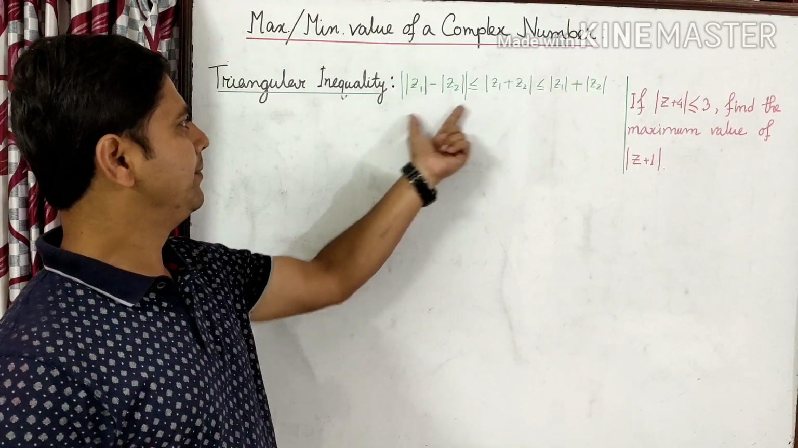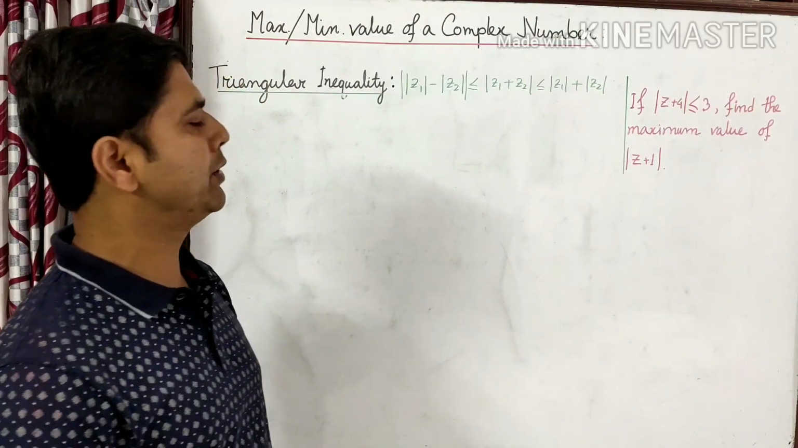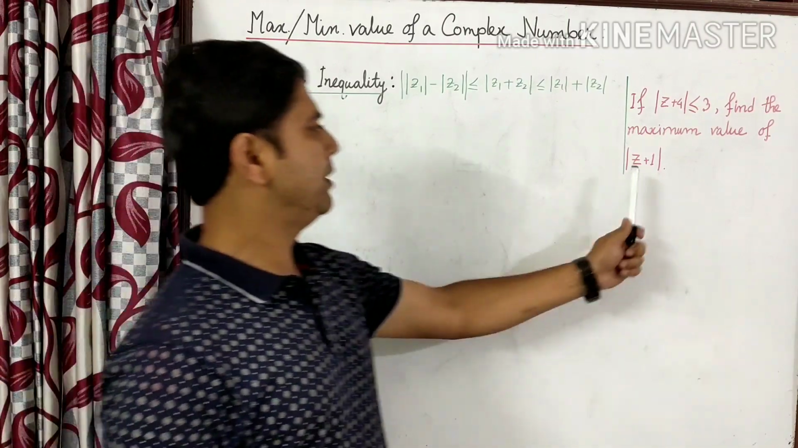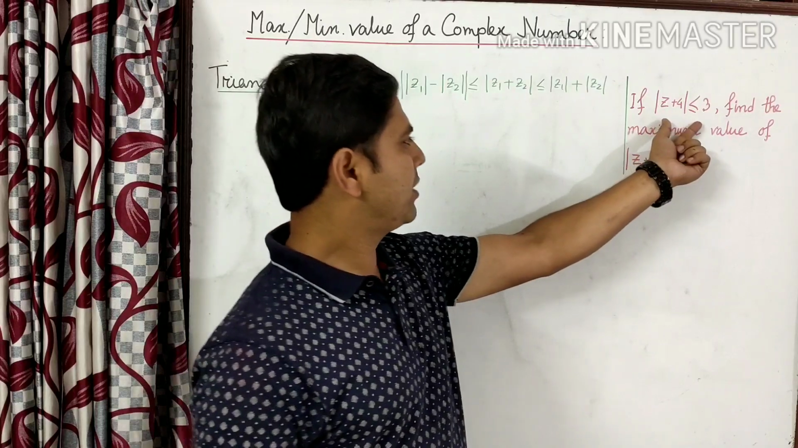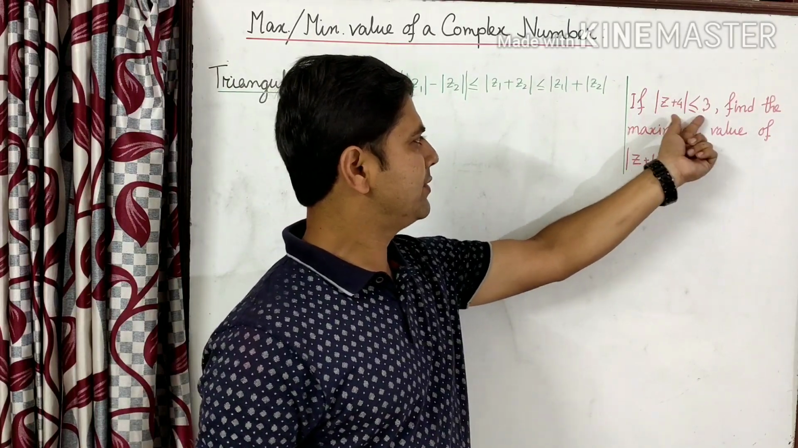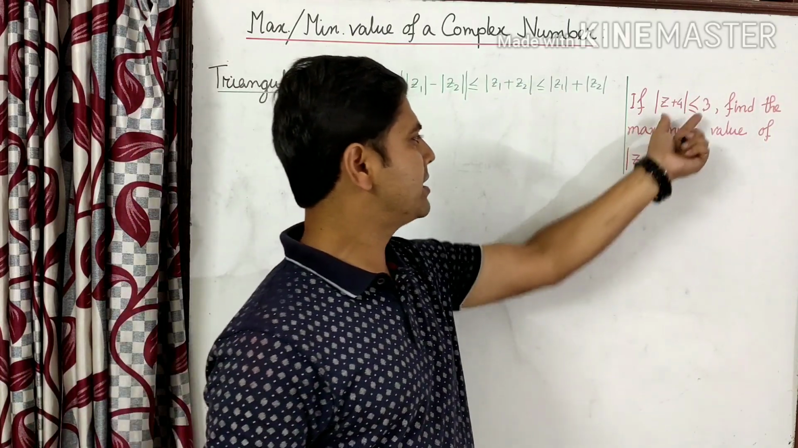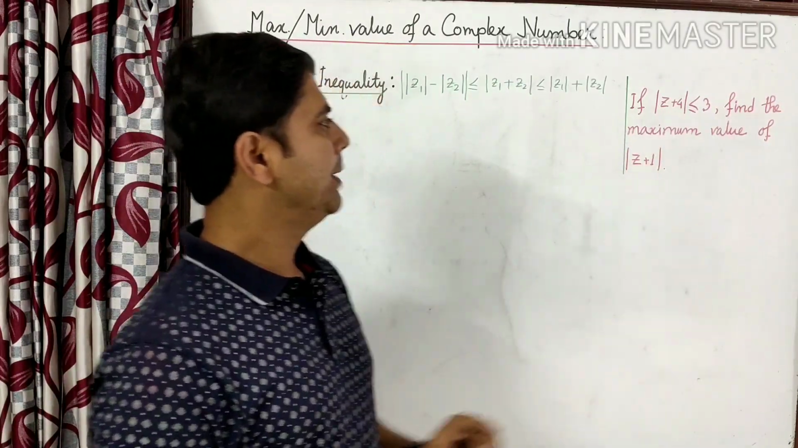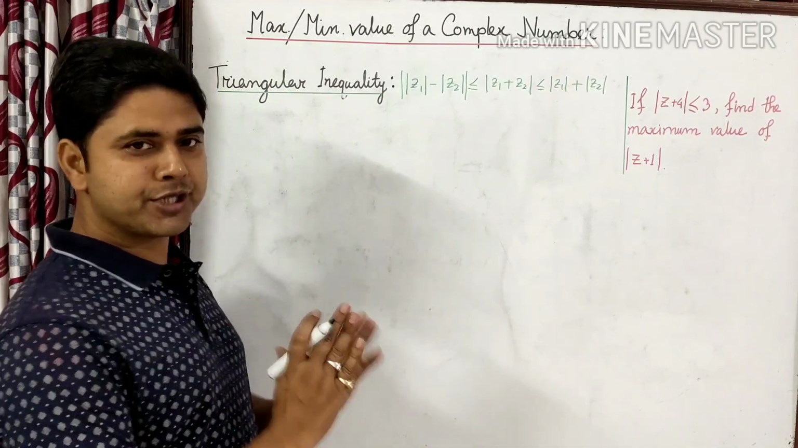Also here the triangular inequality is this one. Okay, then the question is: if mod of z plus 4 is less than or equal to 3, find the maximum value of mod of z plus 1. Here there is a specific condition: mod of z plus 4 is less than or equal to 3. With the help of this condition you have to find the maximum value of mod of z plus 1. Let us see how we proceed.